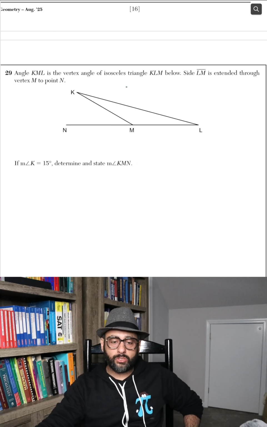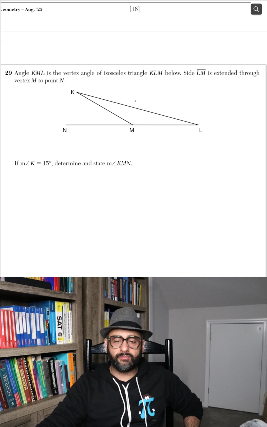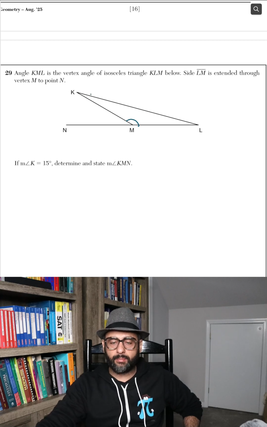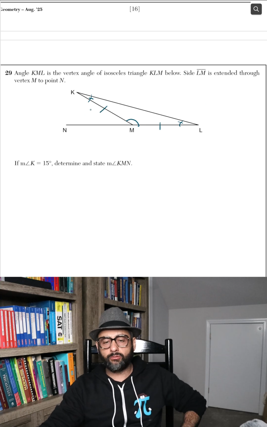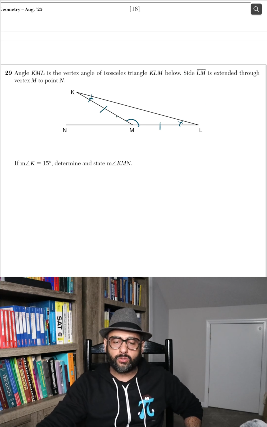Okay, let's hop to number 29. Angle KML is the vertex angle to isosceles triangle KLM. So that's the vertex angle. That means that this angle is congruent to this tiny angle. And then the side LM, so that makes that these two sides are congruent. Side LM is extended through vertex M to point N. So we got the second angle here, which we don't know the measure of.